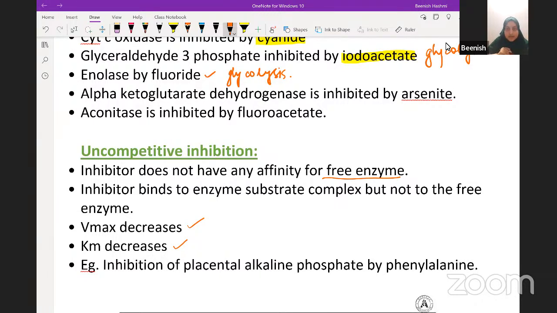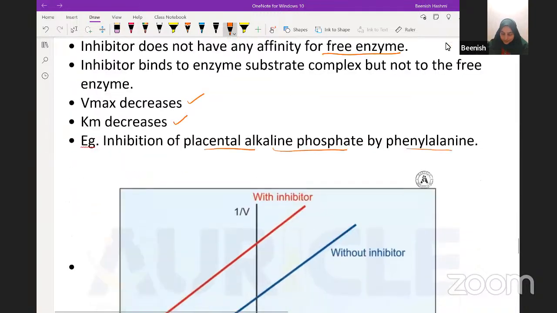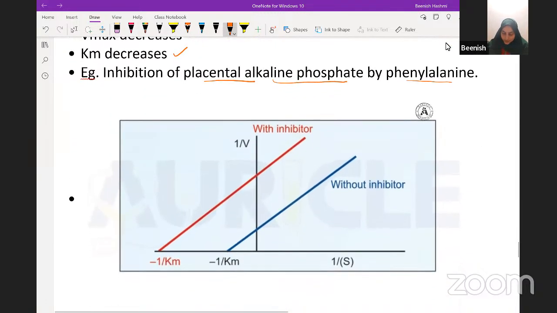Unlike non-competitive inhibition, where your Km remains the same. An example is inhibition of placental alkaline phosphatase by phenylalanine. You can see this line here represents when the inhibitor is not present. And here, you can see Vmax is also decreased and Km is also decreased.